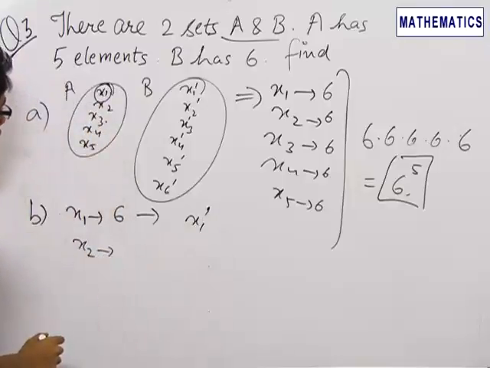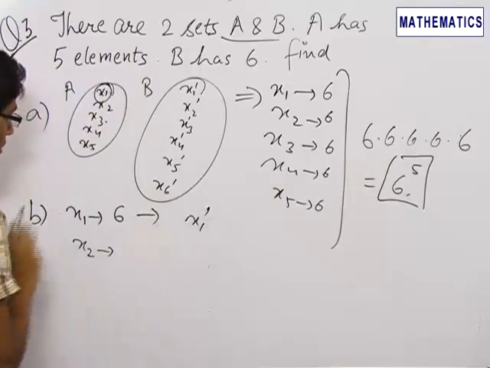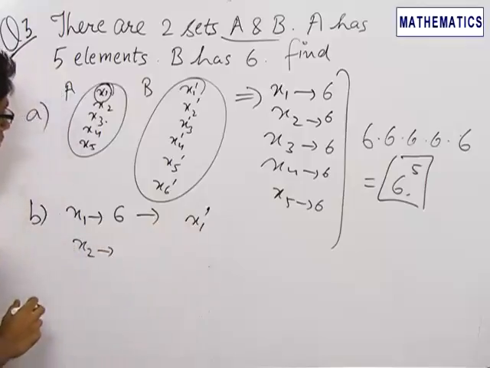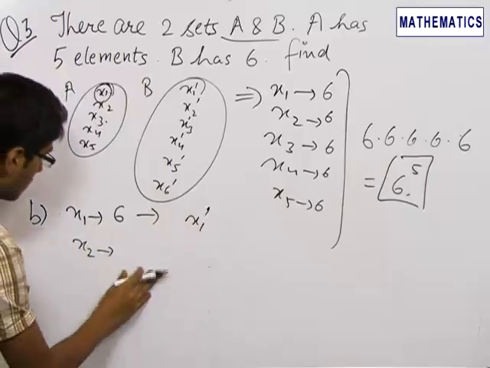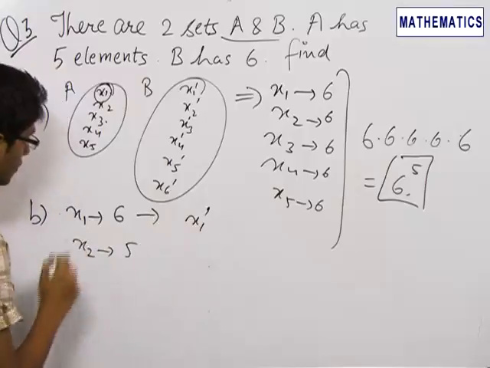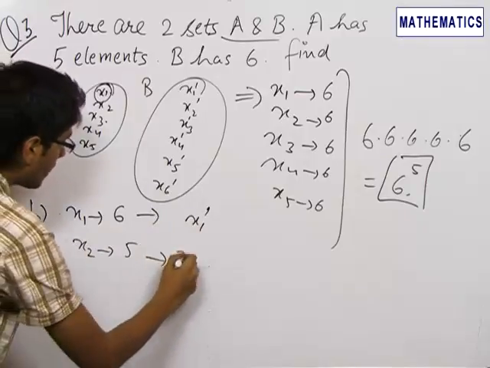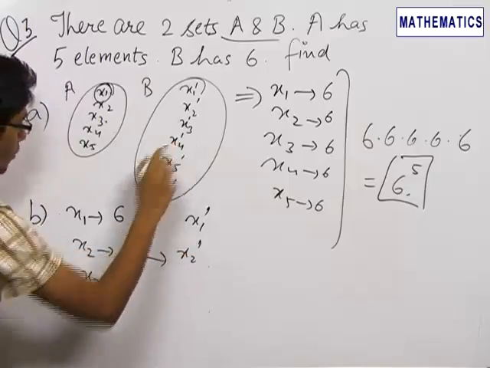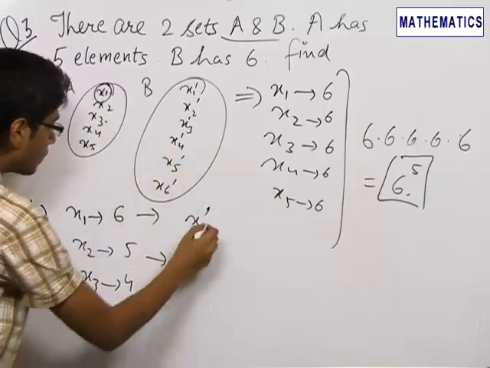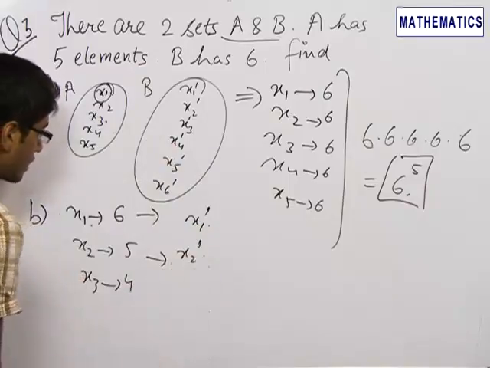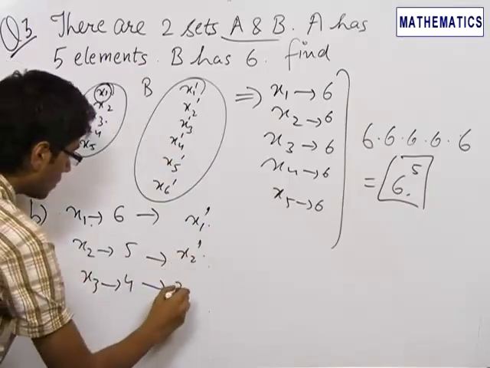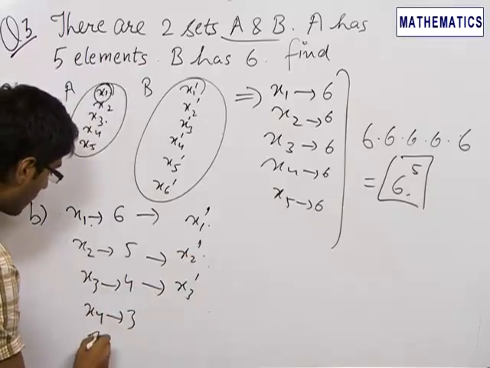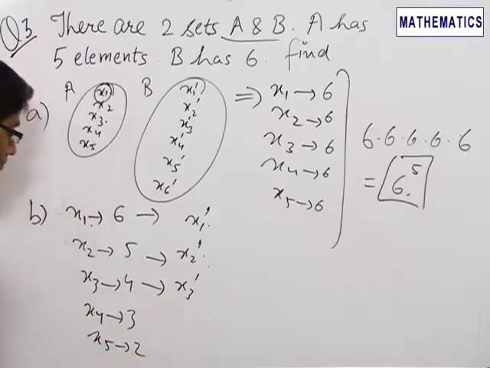Now we take the case of x2. Since x1 dash has been assigned to x1 and x1 dash cannot be assigned now to x2 because it is a 1 to 1 mapping, there are 5 possibilities left for x2. Let us assign x2 dash to x2. Now for x3, there are only 4 possibilities left, since x1 dash has been assigned to x1 and x2 dash has been assigned to x2. So let us give x3 dash to this. For x4 similarly there are 3, and for x5 there are 2.